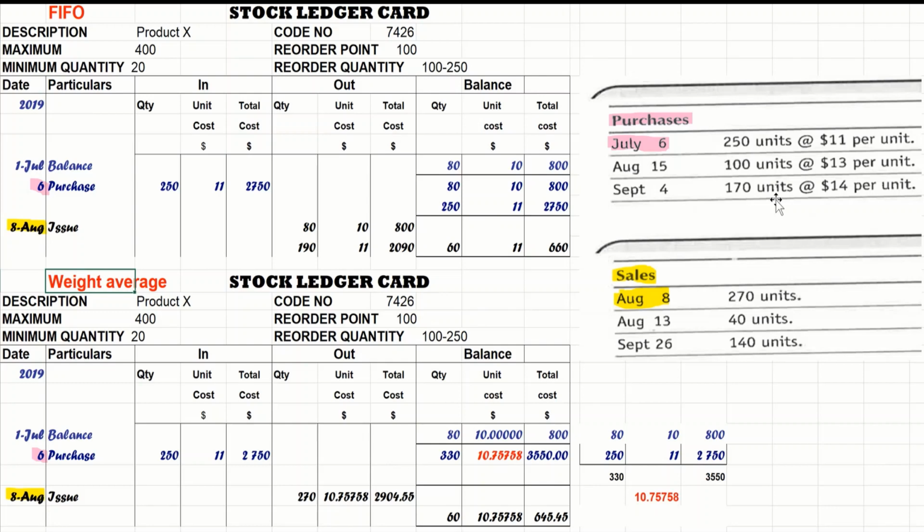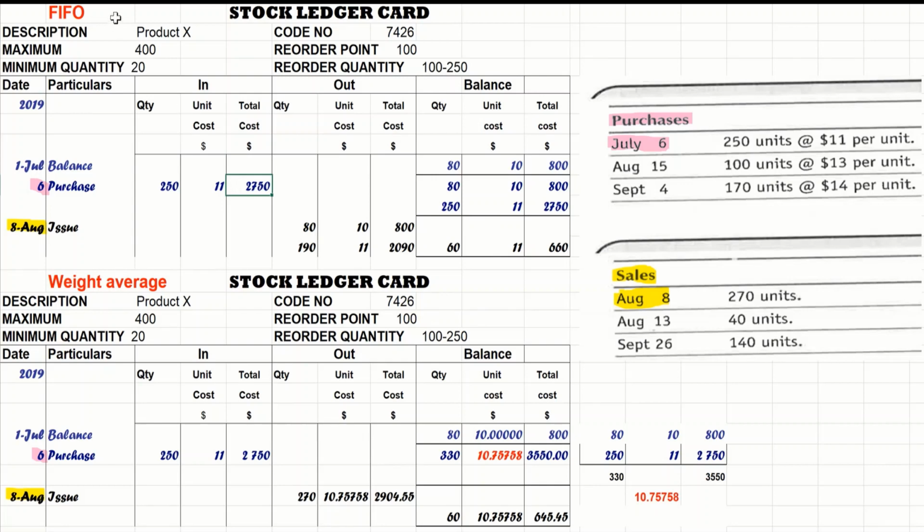So we have our opening balances, and now if I look at the transactions chronologically, the first one comes up, it's the 6th of July. It says a purchase. I go to the FIFO first and I go there 6. Under my particulars I write purchase. Because we're buying, our stock is increasing, I go to the in column. What did we buy? We bought 250 units at $11. So I'll put it in there, 250 units at $11, giving me a total value of 2,750.